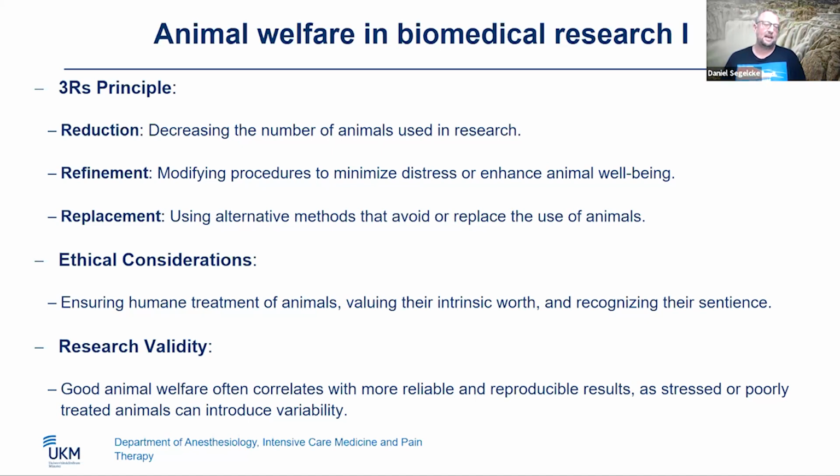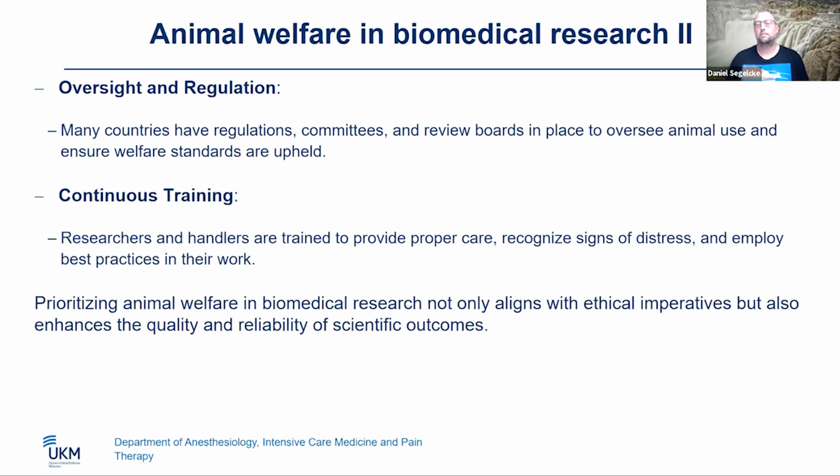Good animal welfare often correlates with more reliable and reproducible results, as stressed or poorly treated animals can introduce variability into our study findings. Another point of animal welfare in biomedical research is oversight and regulation. Many countries have regulation committees and review boards in place to oversee animal use and ensure welfare standards. And this is one of the reasons we are here today.